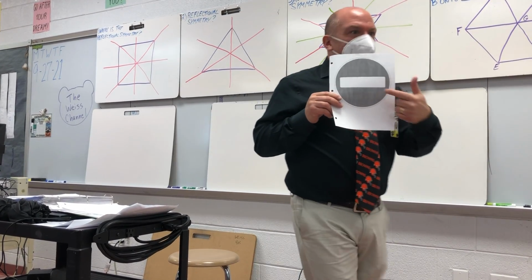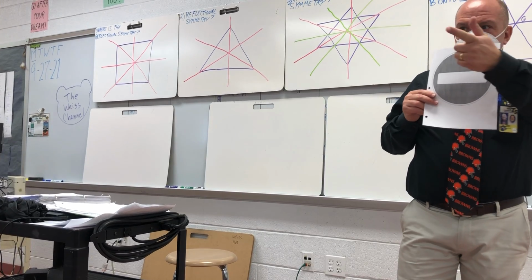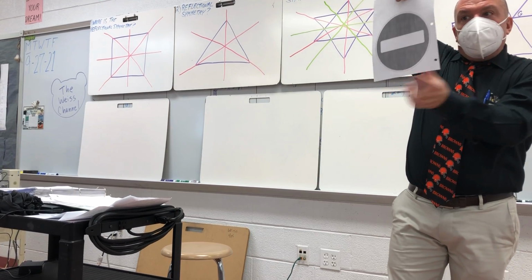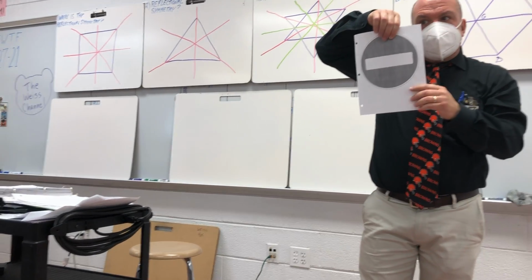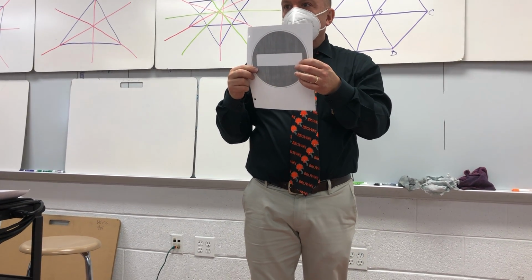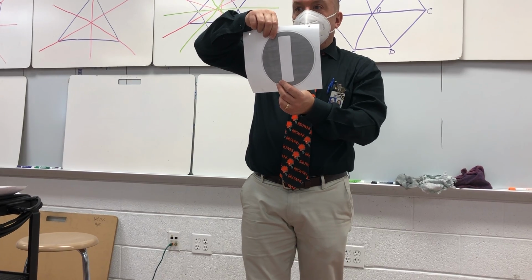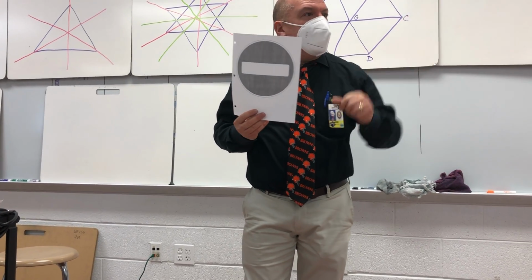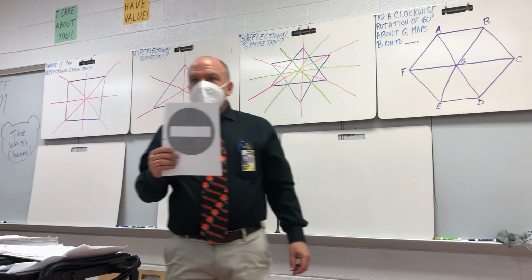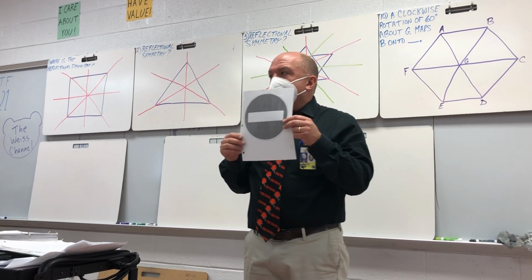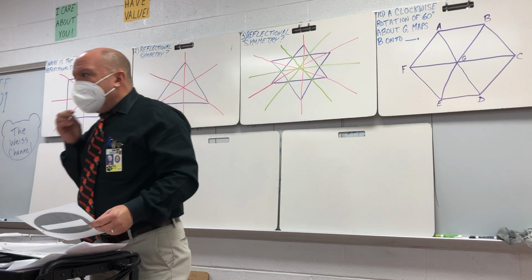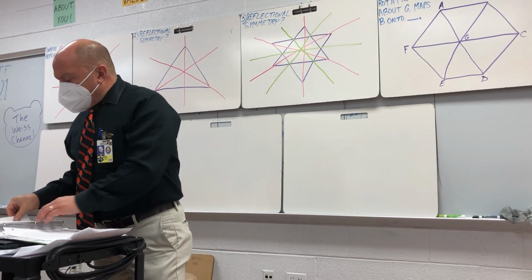How many degrees for this one to map onto itself? Well, actually, doesn't this go 1, 2? Twice, right? Why? Because of this rectangle inside the circle. But 180, right? Very good. Thank you, Sincere. So this one has a mapping of 180 degrees. Okay?